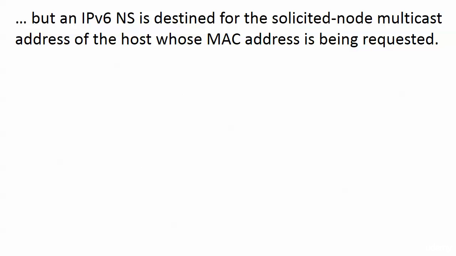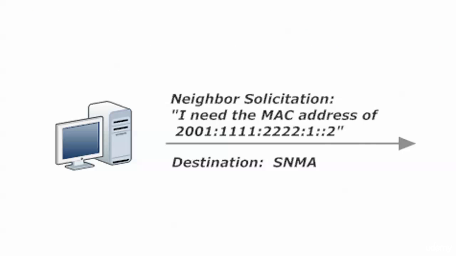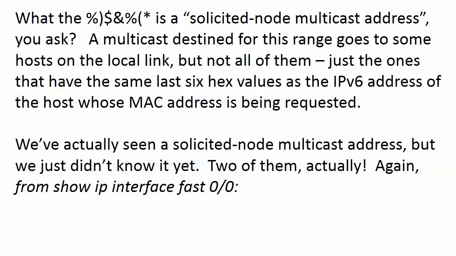different. I'm going to be honest with you, as I always am. The first time you see it, it's going to be a little odd. And it's destined for what we call the solicited node multicast address, the SNMA, of the host whose MAC address is being requested. What the heck is a solicited node, you ask? Well, don't feel badly if that was your question, or even if you had a little mild profanity in there, because that was pretty much my reaction the first time I saw it.